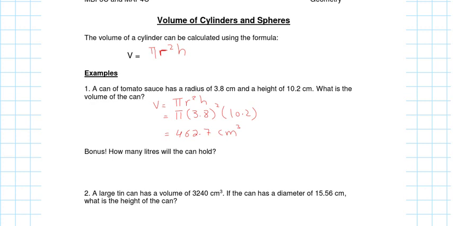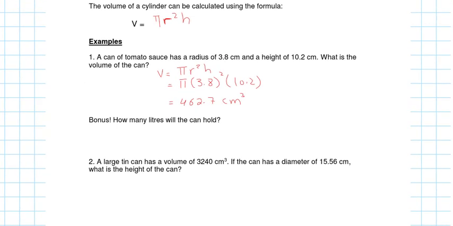So I know that this volume is actually 462.7 milliliter, right? Because my conversion is 1 to 1. Then to find the liter, I can divide by 1,000, right? So that gives me 0.4627 liters.